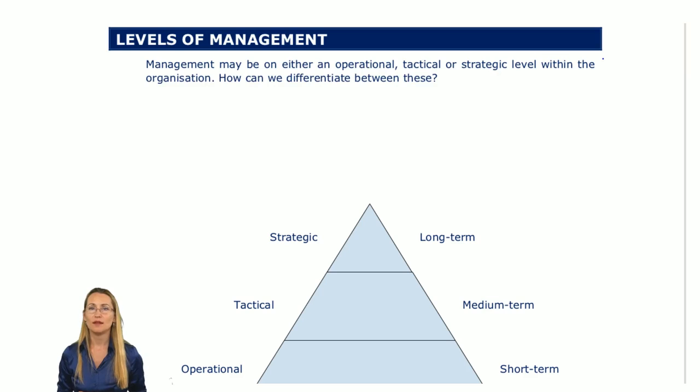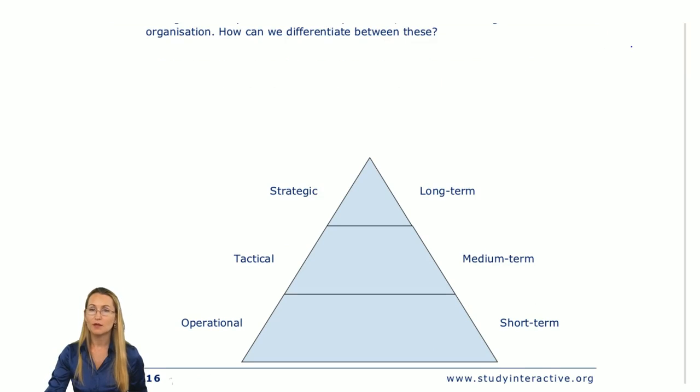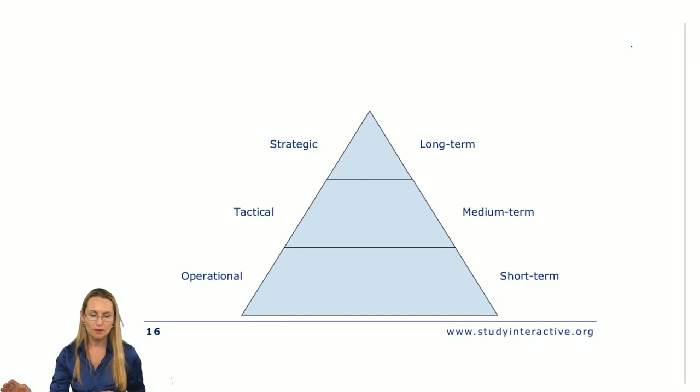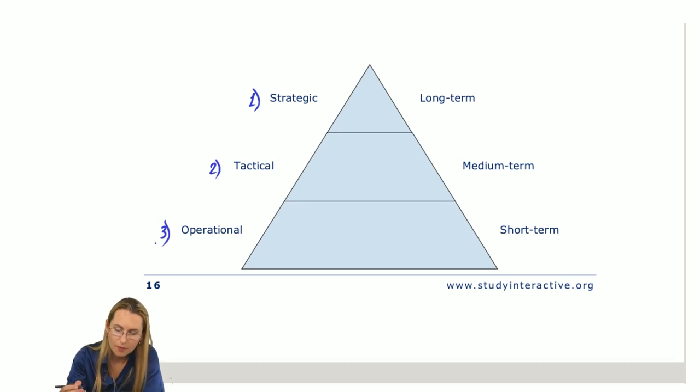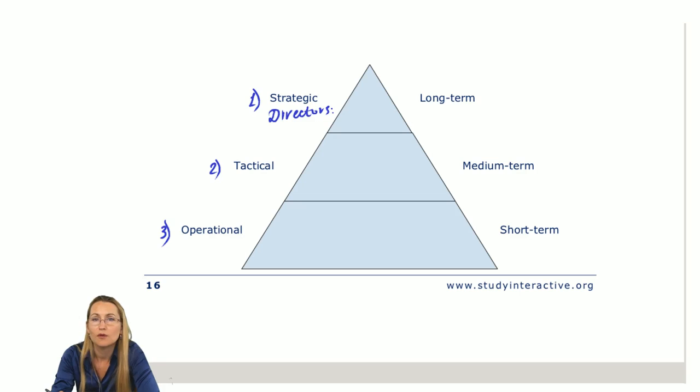So again, you might get some theory questions on this part, and you need to be aware of the pyramid of management. So they're all managers, but at different levels. So first we'll discuss strategic, then tactical, then operational. What is strategic? These are our directors. They are planning long term. So what would you say long term? Well, let's say maybe 5 years or so.